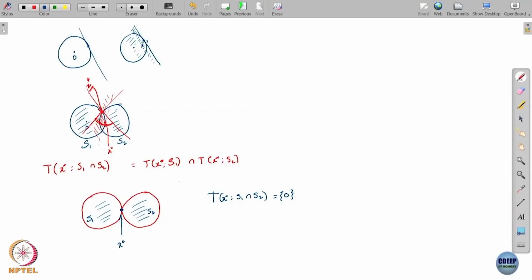What would you get from the intersection? Here is the tangent cone with respect to S2, and on the other side is the tangent cone with respect to S1, right? And you take the intersection, what you would get is just the tangent plane. So T of x star with respect to S1 intersection T of x star with respect to S2 is equal to the entire tangent plane at x star.